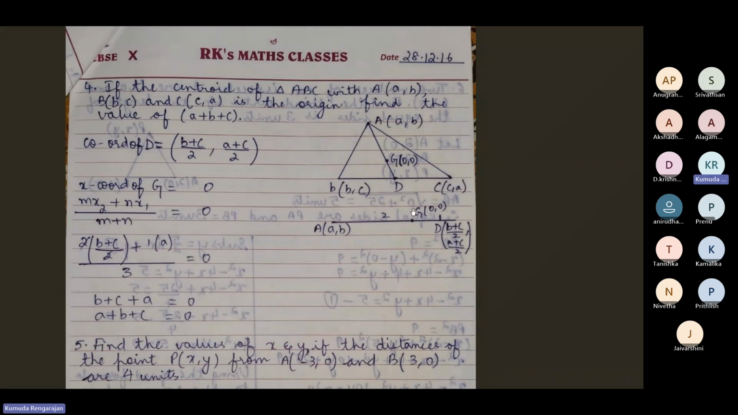And I've told you, from the vertex to the centroid, 2 parts. From the centroid to the midpoint, 1 part. You can see 1 here. So G is the point of division. G divides the median AD in the ratio 2 is to 1. From the vertex to the centroid, 2 parts. From the centroid to the midpoint, 1 part.